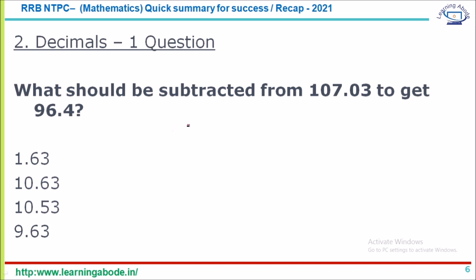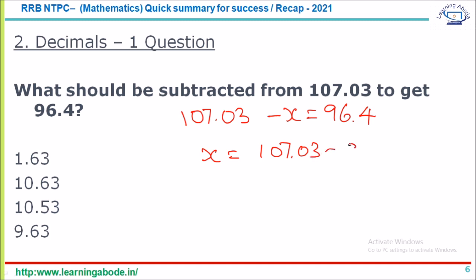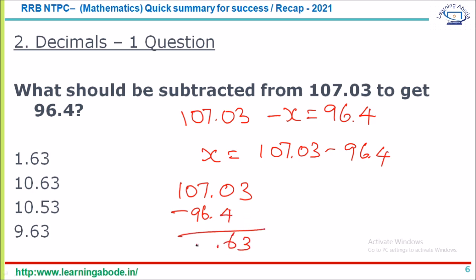So here is a sample. 107.03 minus x is equal to 96.4. So x is equal to 107.3 minus 96.4. You can just do this calculation directly. So 107.3 minus 96.4, here you get 10.9... and the answer is 10.63, that's answer option B. So this is a sample question in decimals.